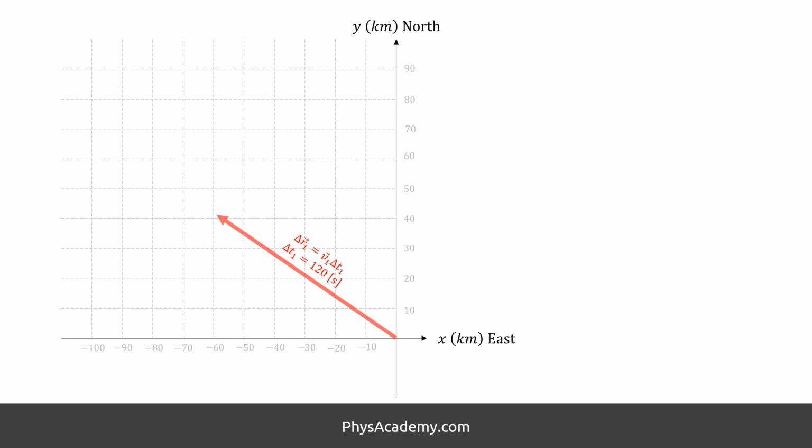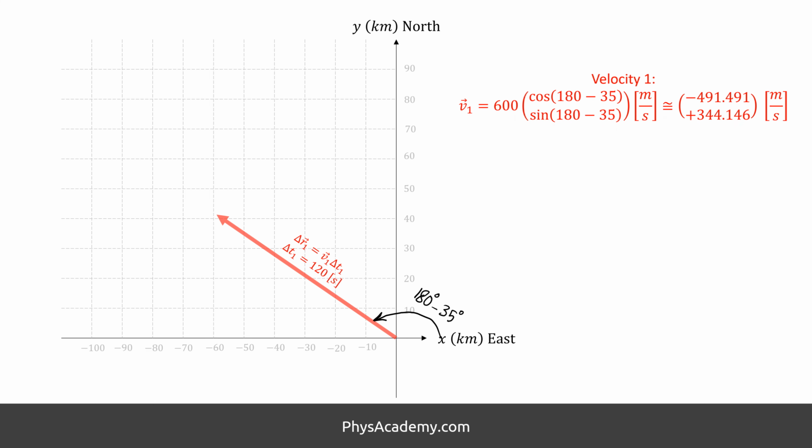If we set the picnic location at the origin of the coordinate system, Barry first travels 35 degrees north of west for 2 minutes. Remember, 2 minutes equals 120 seconds. So, if Barry's speed is 600 meters per second at 35 degrees north of west, then his velocity components, using cosine and sine with respect to the positive direction of the x-axis, are the following: negative 491 meters per second along the x-axis and positive 344 meters per second along the y-axis.